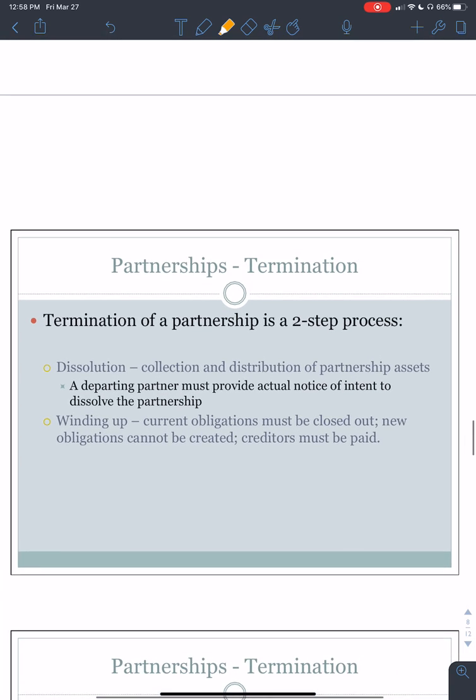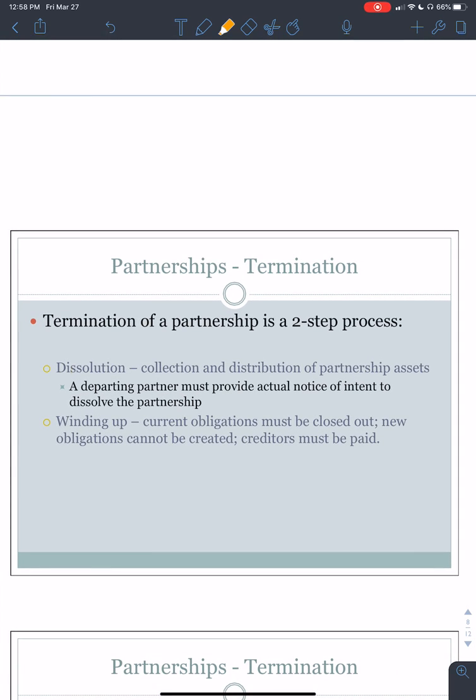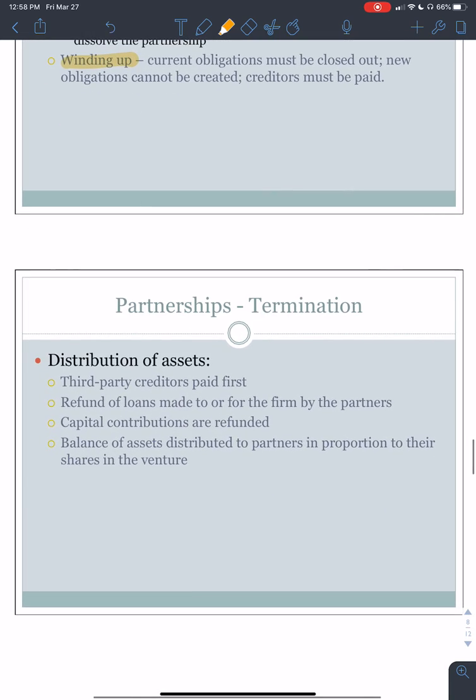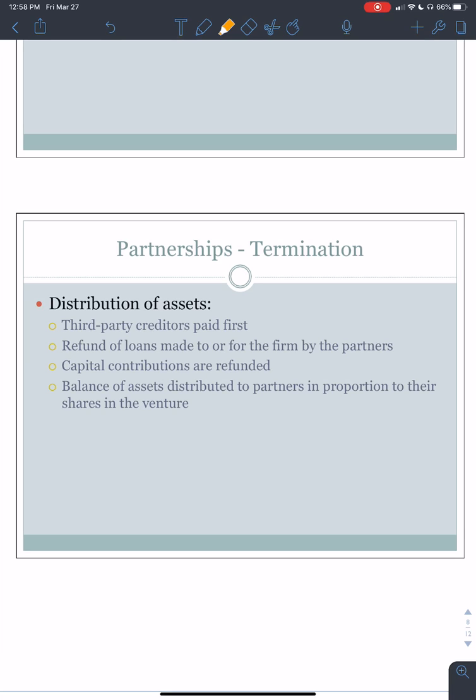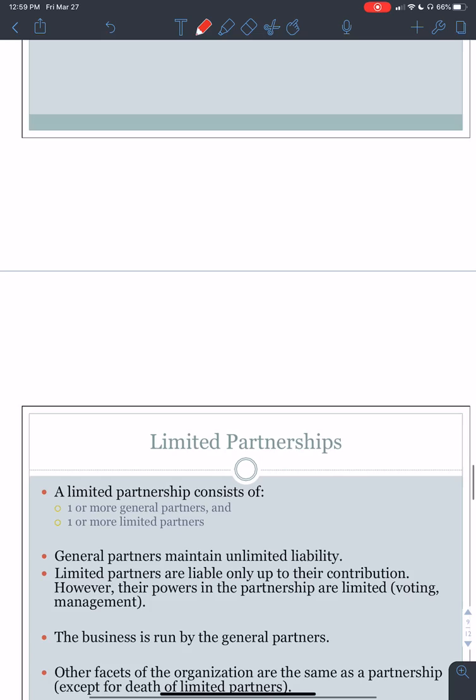This is pretty simple, but two-step process. You have a dissolution, you have a winding up. We don't need to spend too much time on this. Likewise, what happens after the partnership is terminated, there's kind of an order of operations of the distribution of the assets after the partnership is terminated. You can see here that third-party creditors are paid first, and then whatever's left over here is then given to the partners. All right, that's partnerships.